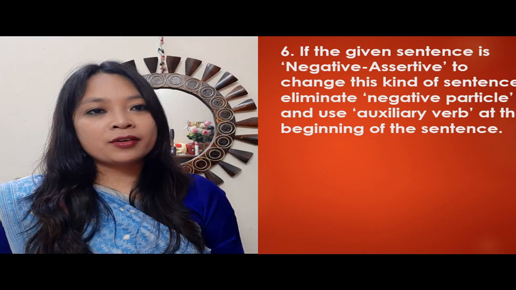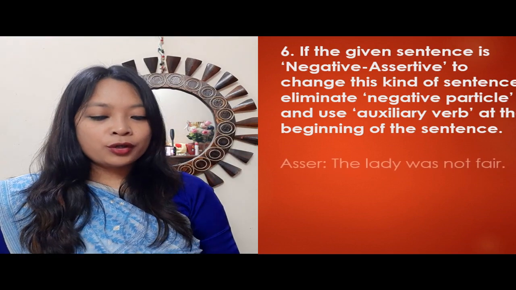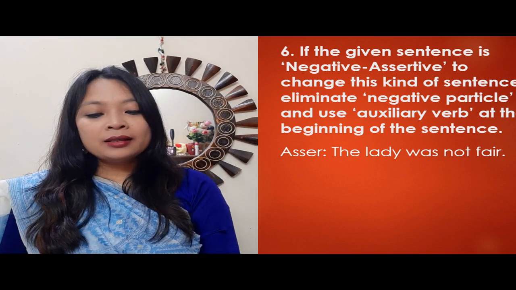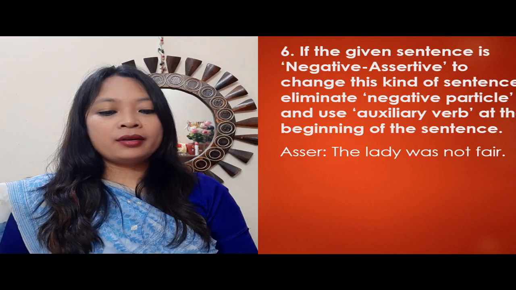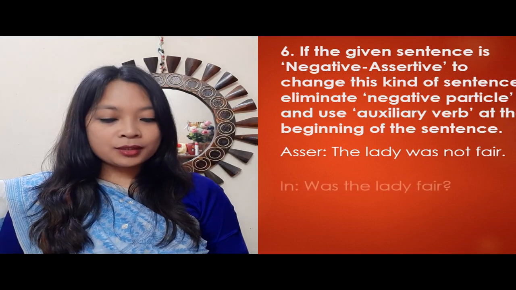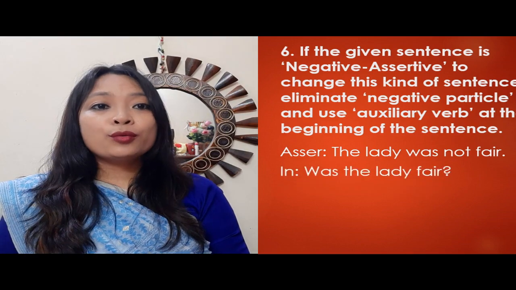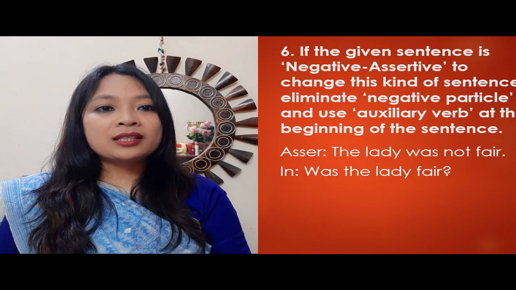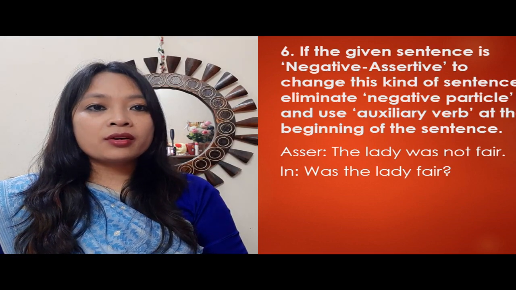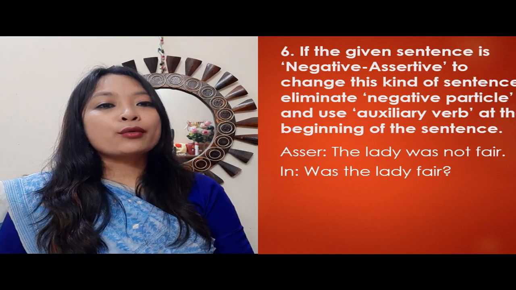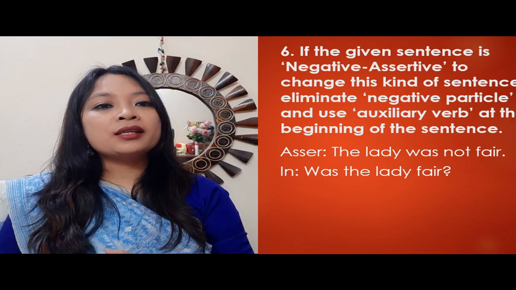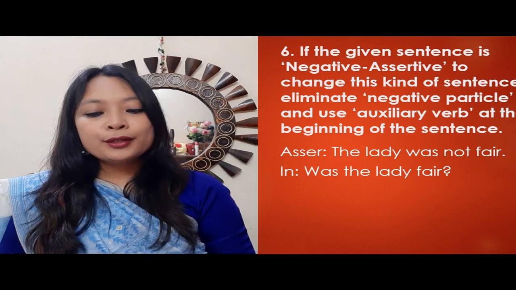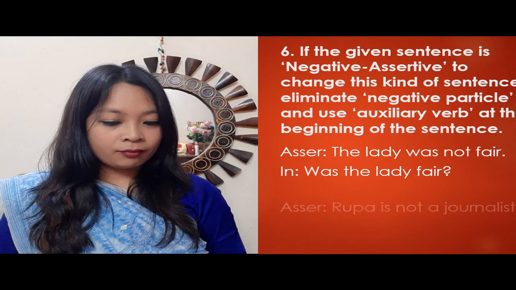Then you have to write down the auxiliary verb first, as in the previous structure. So let's see the example here. Say, the lady was not fair. So the answer is, was the lady fair? Here, the negative particle indicates the negative word. So the negative word in this sentence, the lady was not fair, is not. That's why while writing the interrogative sentence, we have removed the negative particle. That means we have removed not from our question. So we have written, was the lady fair?